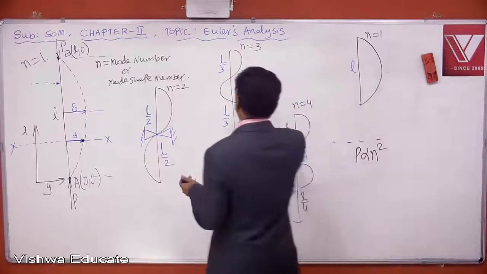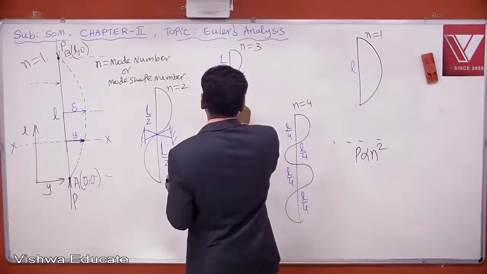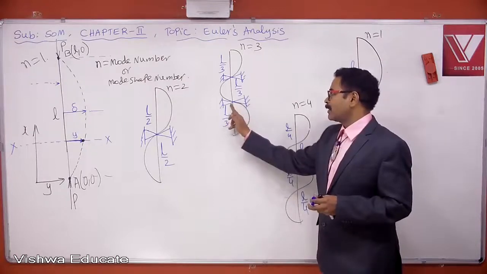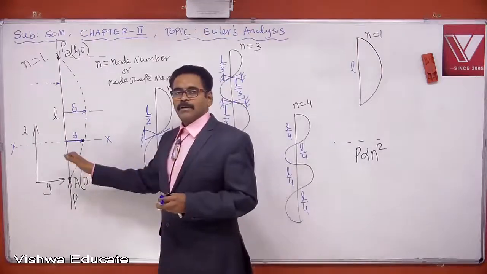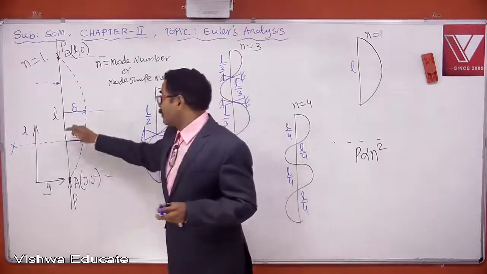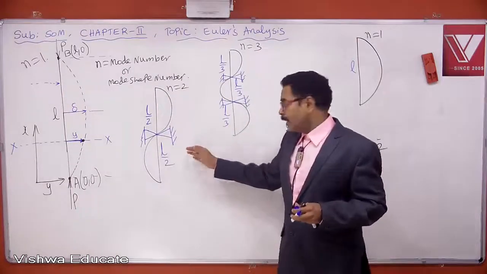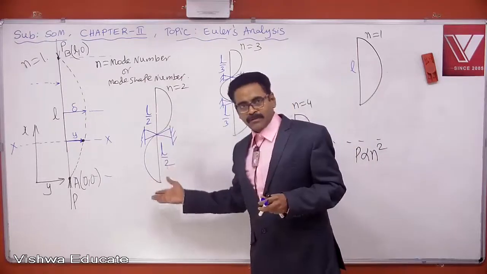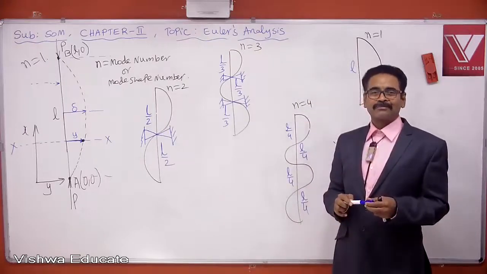When I put another stop, I put a stop at L by 3. Two stops I may put here. I don't allow any deflection here, or here. The column first tries to buckle like this. Since you are restricting deflection at L by 3, it cannot buckle like this. Then it will try second mode. At L by 3, you are not allowing any deflection, so that is also not possible. When second mode is not possible, it will buckle in third mode.